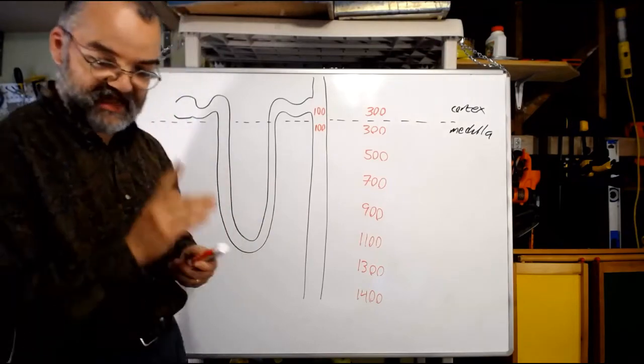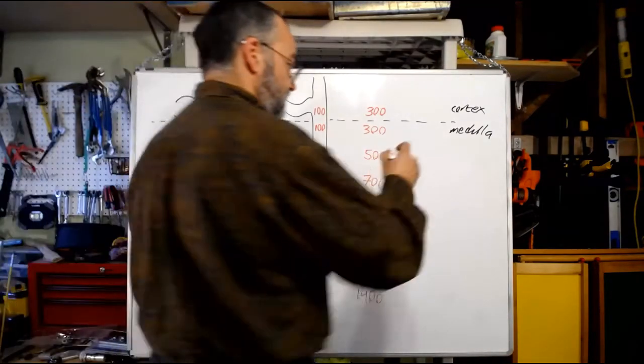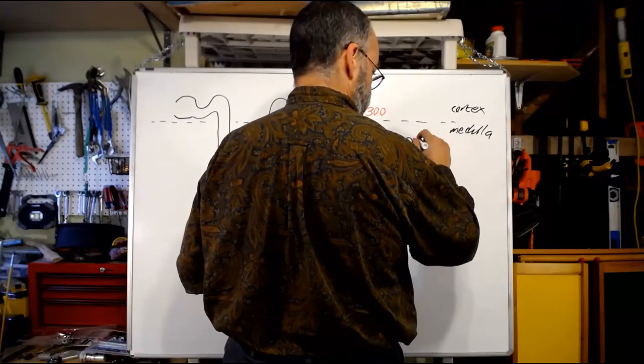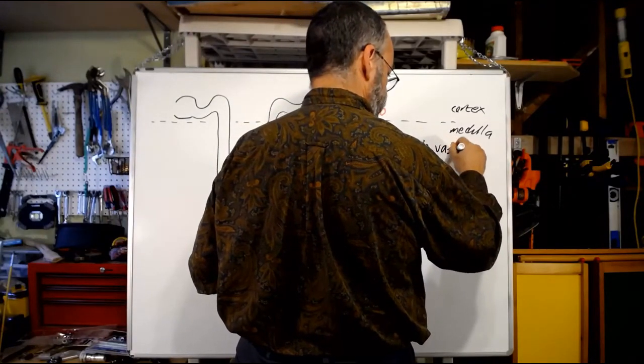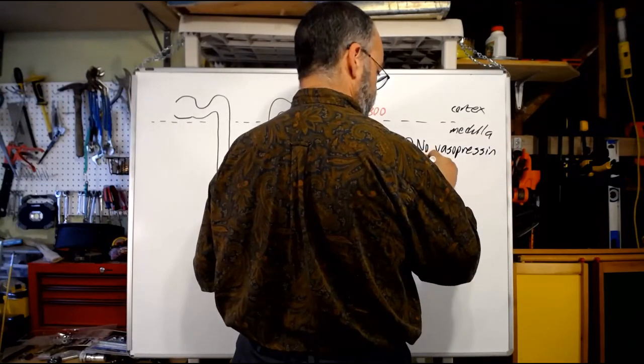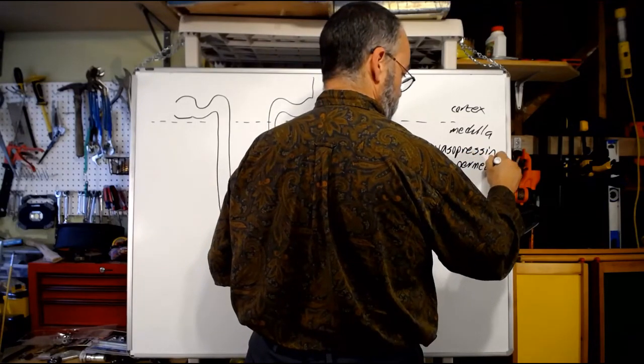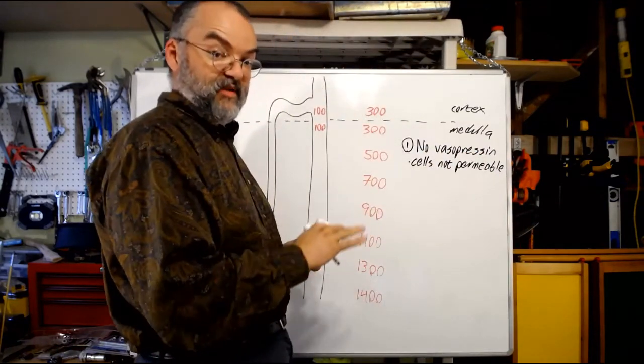So let's imagine several scenarios. If there's no vasopressin, that means these cells are not permeable to water. Those aquaporins have not been put into the apical membrane.